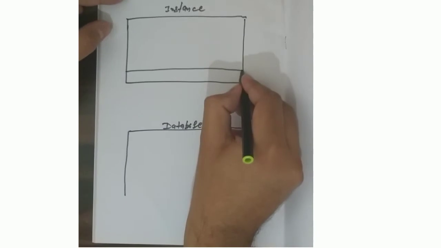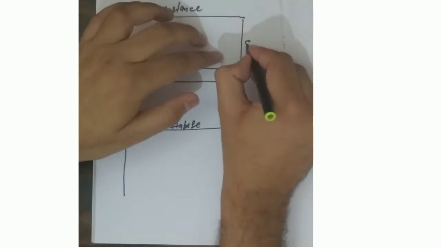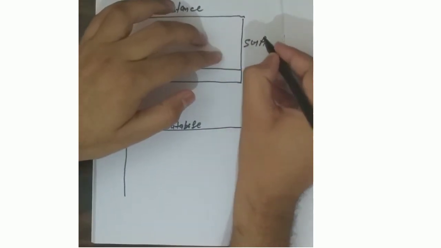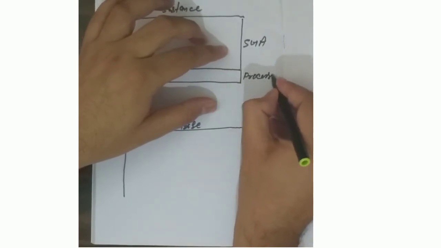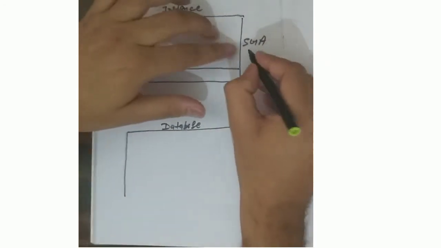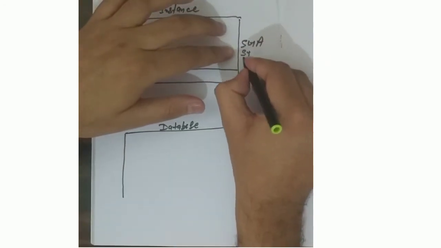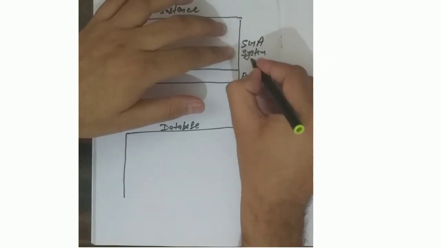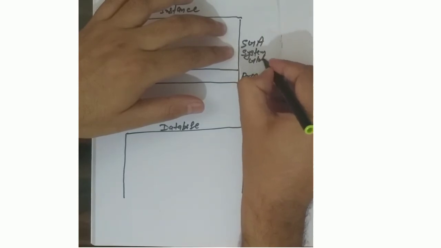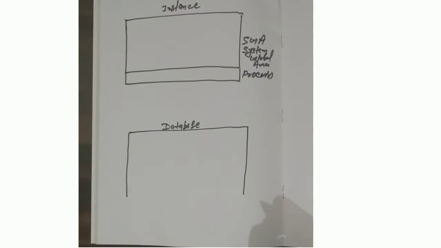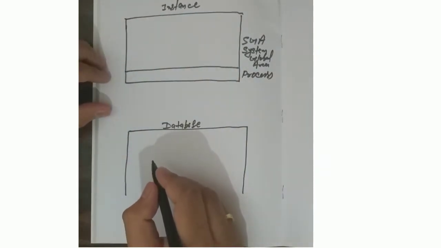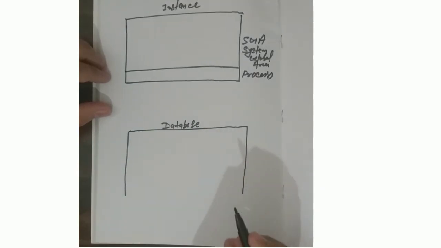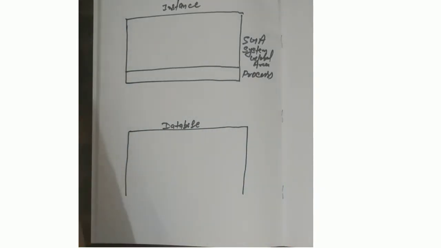Oracle instance is divided into two parts, SGA and a set of processes. SGA is also known as the System Global Area. Now we'll describe the database components first, then we'll see the instance.